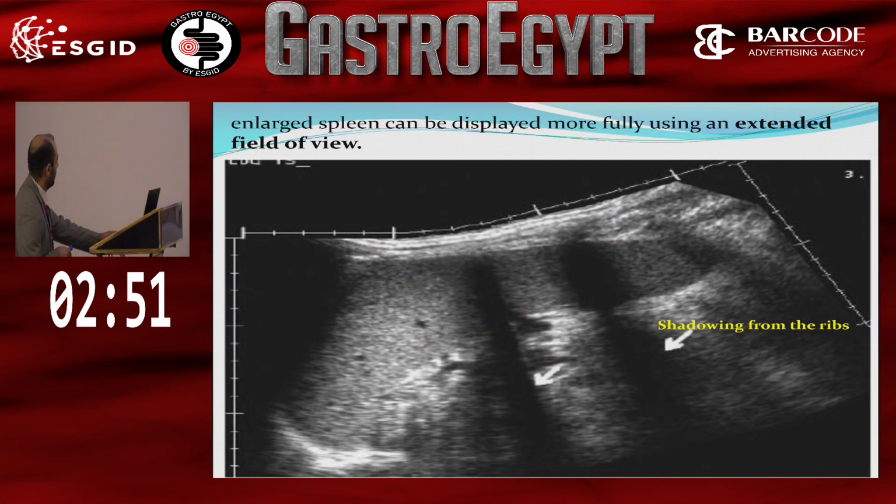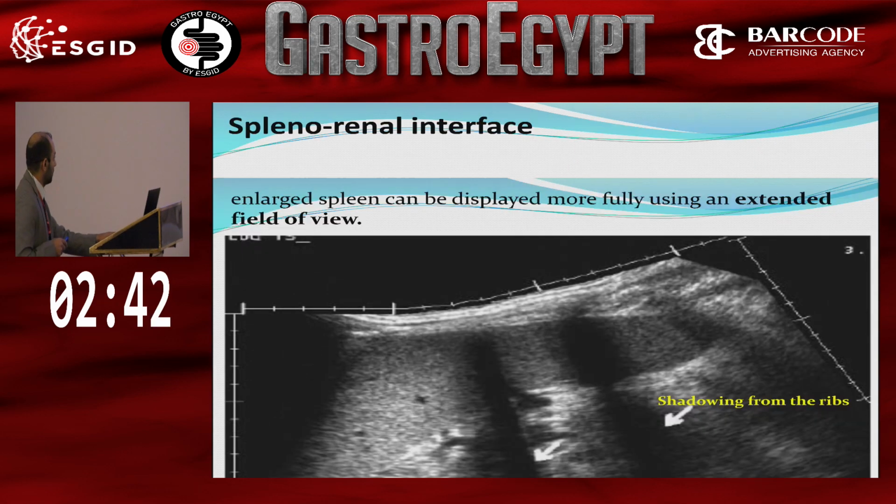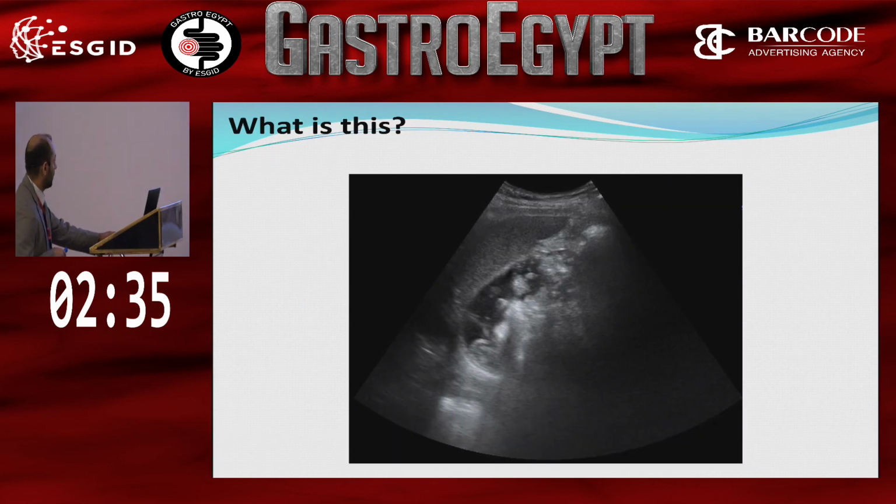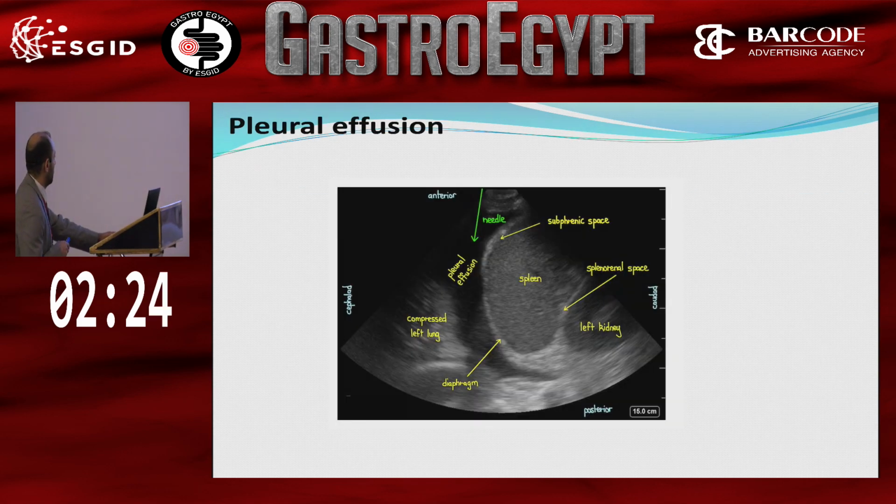Okay. Sometimes the spleen will be larger, and some ultrasound machines have an extended field of view to get the largest image. This is splenomegaly. This is the stomach. Sometimes we think it is a pathology or lesion in the spleen, but this is the stomach and it contains fluid. This is also the spleen, and above the spleen is the diaphragm, and we also have pleural effusion.